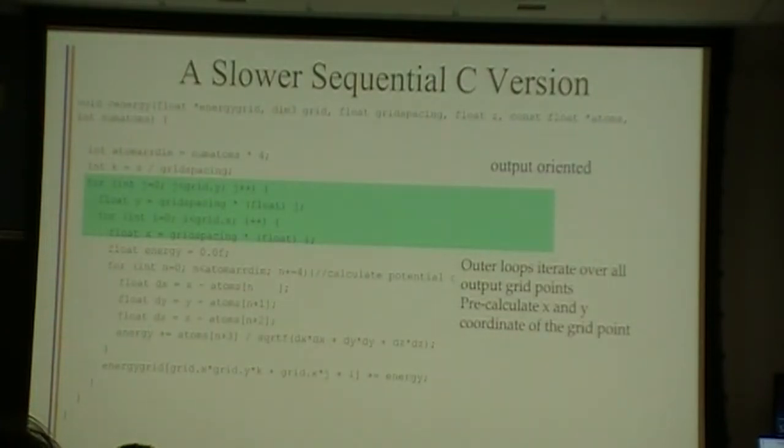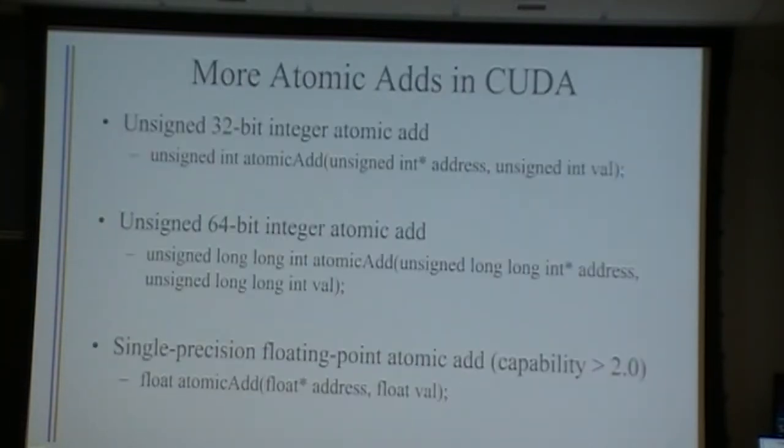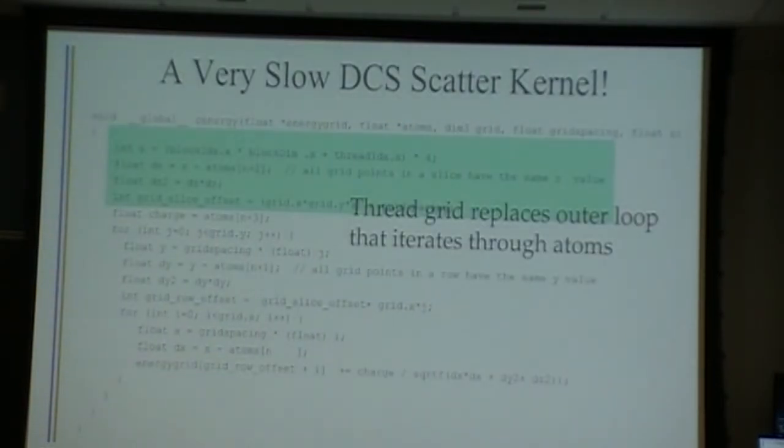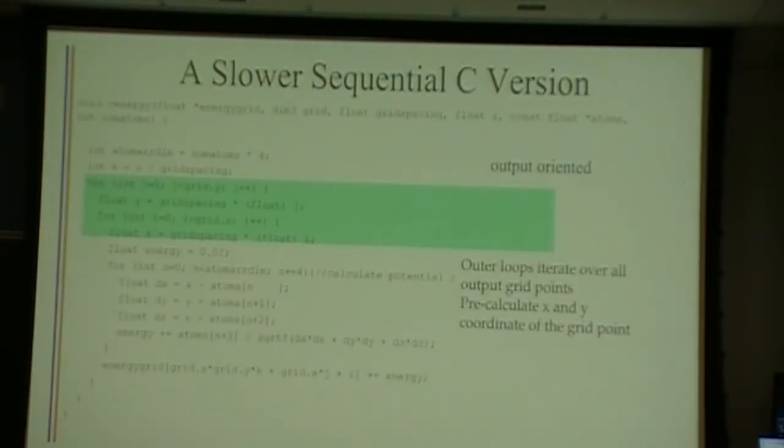So now let's think about the output-oriented, or gather, version. So this is the C code for the gather version. And it's labeled as slow. And the reason that it's slow is because, remember how in the other code we got to pre-compute some of these values that were invariant in the loops. In the output-oriented code, we don't have as much opportunity to do that.